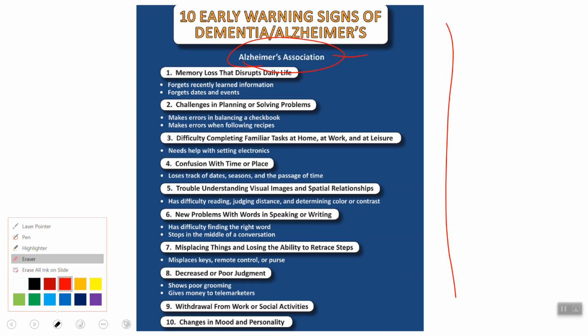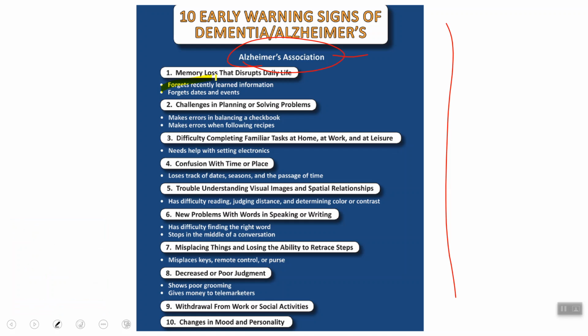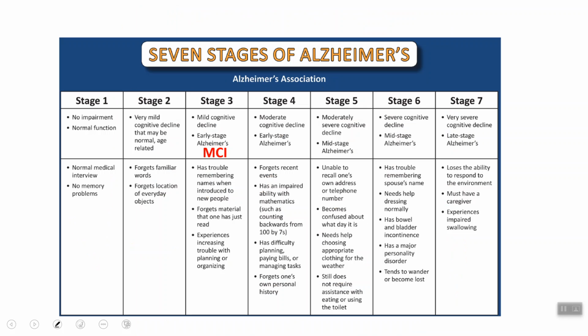So if you're experiencing these things here, right: forget recent events, dates, challenges planning, difficulty completing tasks at home, confusion with time, place, trouble understanding visual images or spatial images, new problems with words, you can't learn new words, or you have a hard time writing, misplacing things, decreased judgment, withdrawal from social aspects. These are all early signs of dementia, which is basically neurodegeneration.